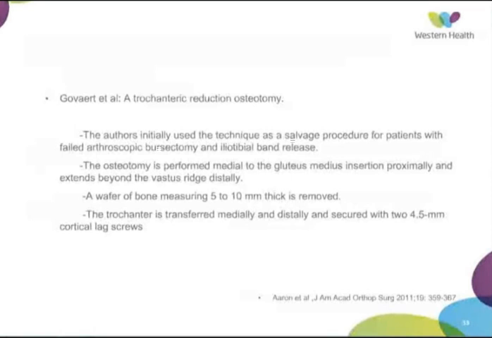There was an osteotomy as also mentioned, but that was used as a salvage procedure after the original operation of bursectomy or the release of the iliotibial band did not work. They did an osteotomy medial to the insertion of the gluteus medius muscle, and they extended distally and laterally to the vastus ridge. Then they took about a 5 to 10 millimeter ridge of the bone, and they transferred the trochanter medially and distally, and secured it with a cortical lag screw.